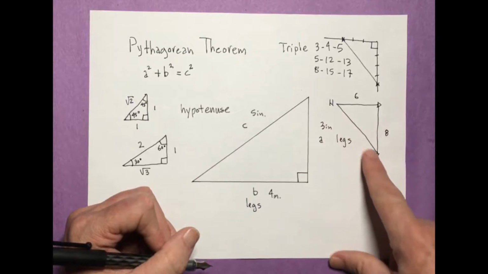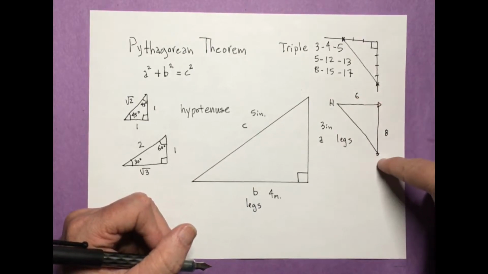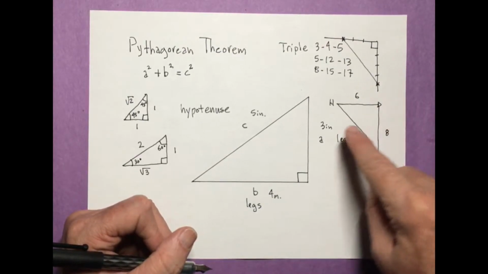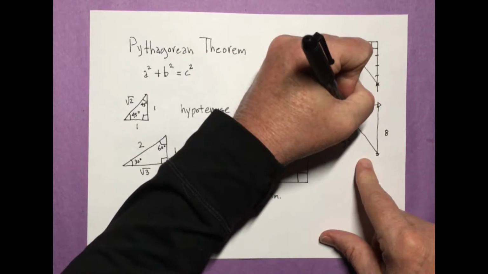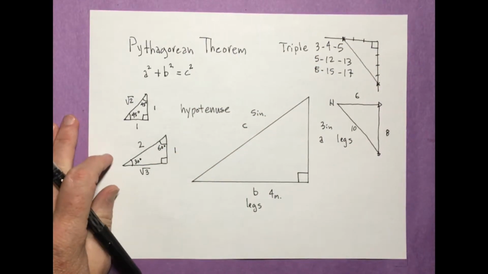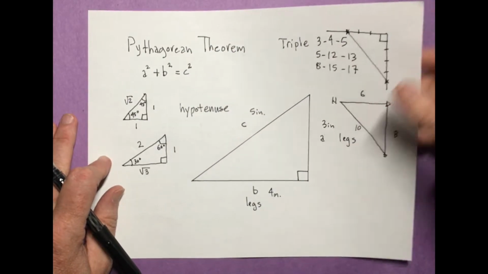Well, it would be that length right there, and you might recognize this is just a 3, 4, 5, where every side's been multiplied by 2. 2 times 3 is 6. 2 times 4 is 8. So this must be 2 times 5, or Jimmy must be 10 miles from home. There you go. So that is the Pythagorean theorem. All right. Now, let's look at the practice problems.